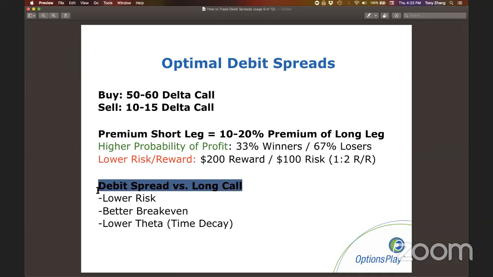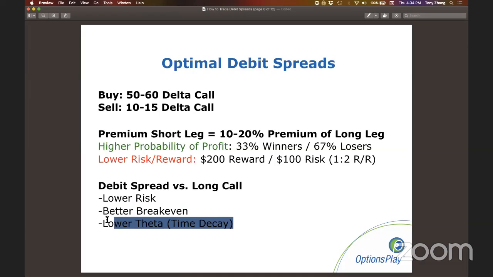And lastly, when we're talking about debit spreads, we really want to compare them to just straight up buying a call, because that's usually the strategy that most of you, if you've never traded a debit spread before, are probably more familiar with. The reason we want to take debit spreads is, number one, you want to lower your risk, because by selling that short leg, you're going to reduce the cost of your trade, which reduces your max risk. And because you've reduced the cost of the trade, your break-even price on the strategy is also better compared to just outright buying a call.